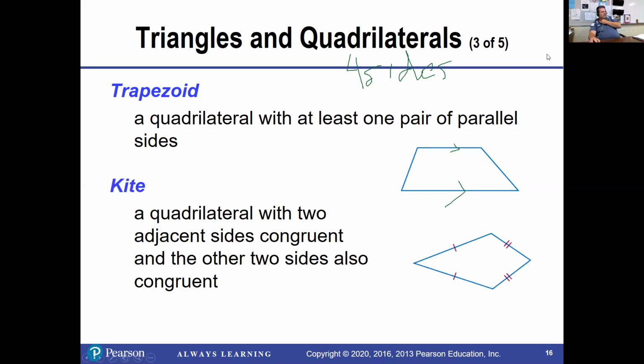Okay, a kite is a quadrilateral with 2 adjacent sides congruent and the other 2 sides are equal. So notice the shape. 2 sides are congruent. These 2 sides are congruent, but they don't alternate. They have to be on the same side, basically.